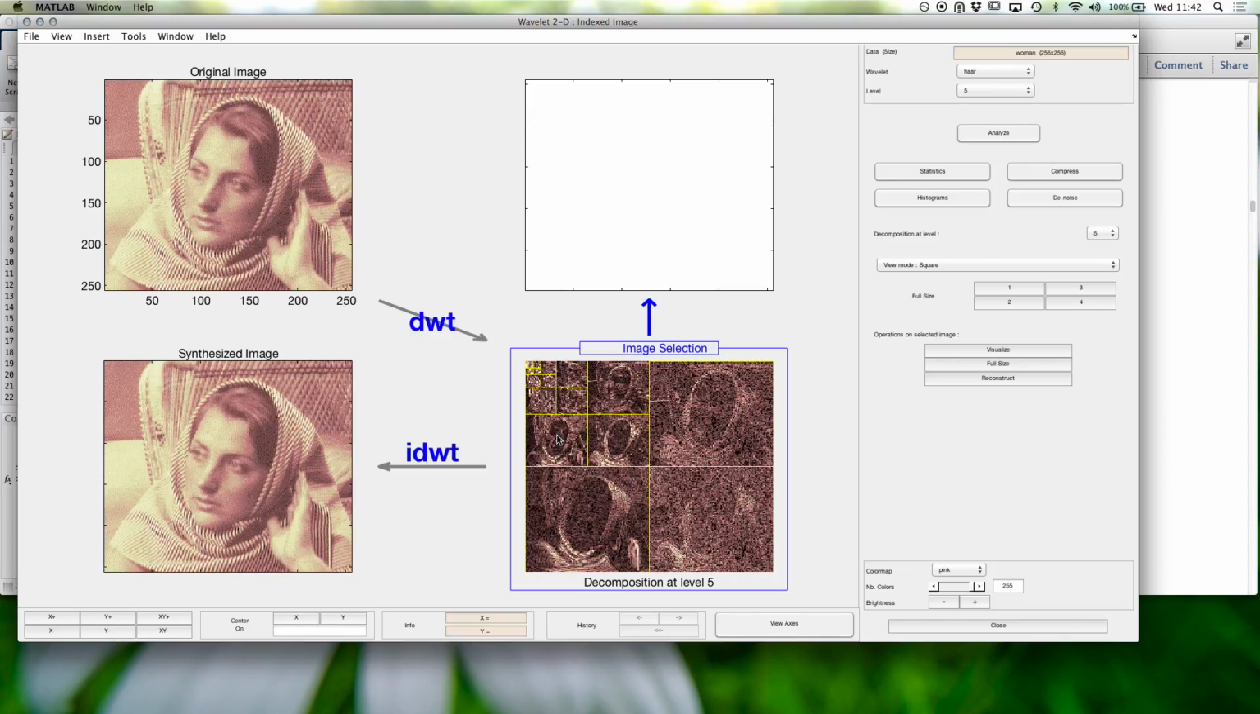Maybe the basic message here is that it is possible to go, maybe if I do the compression, let's see.